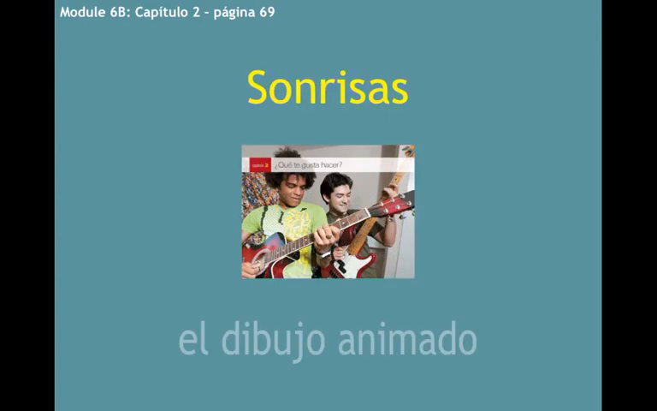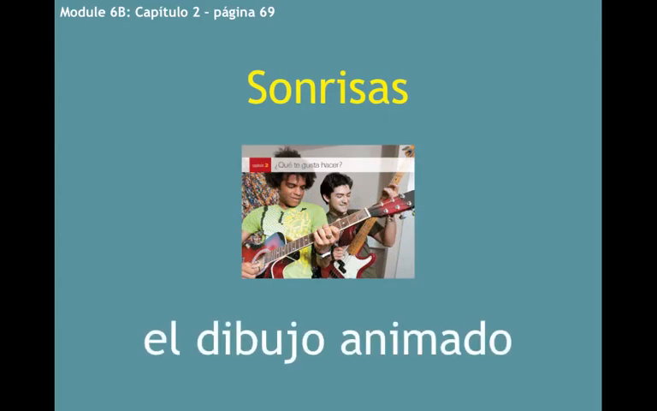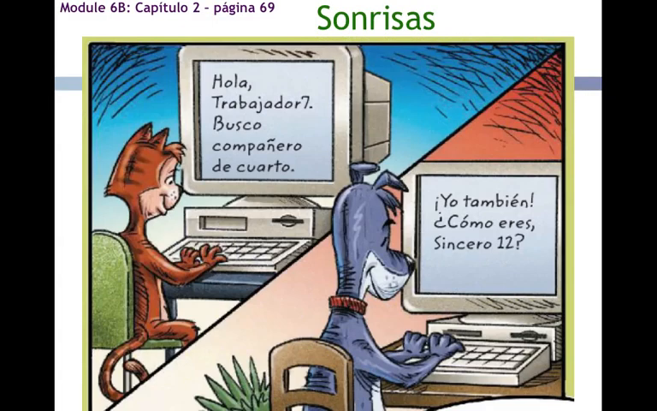On we go to Sonrisas, our dibujo animado, our little cartoon in el capítulo 2. Sonrisas. So read along. We can read together.